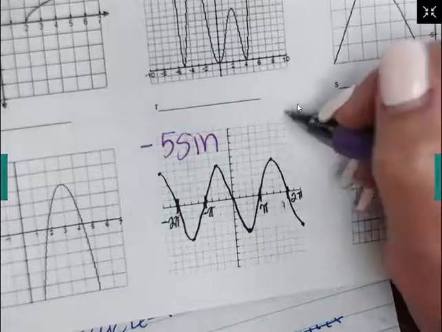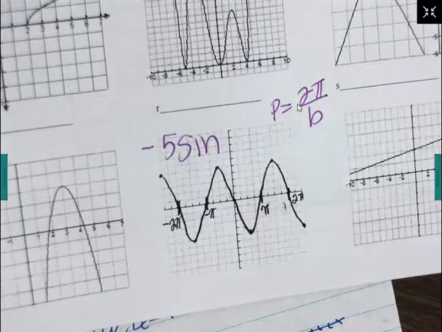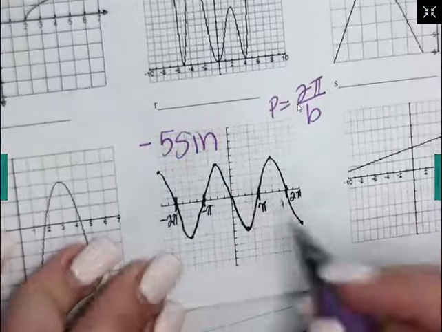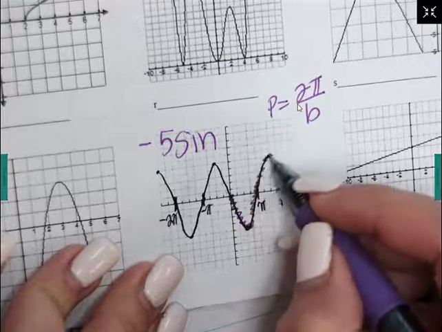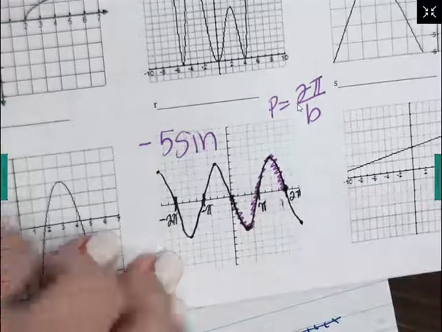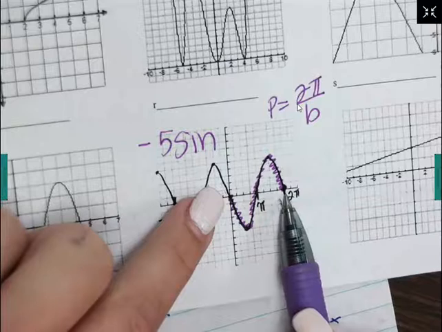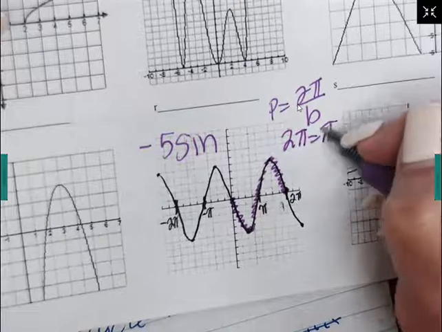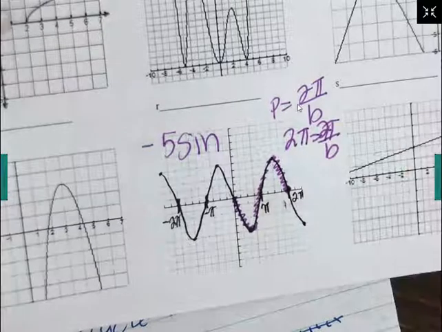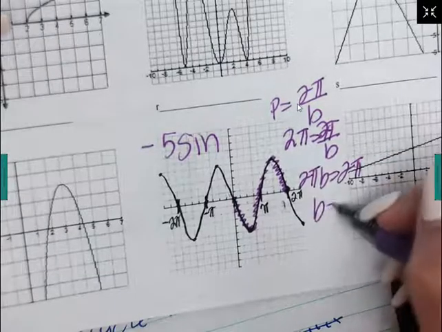Now, remember our period is equal to 2 pi over b. What is our period here? 2 pi. Okay, we start here, right? And we go down, and we go up, and we come back to where we started. That is 1 full cycle. Do you see that? So is it 2 pi? Do you see that that's 1 full cycle? And the length is 2 pi. So your period is 2 pi, which is equal to 2 pi over b. If we cross multiply and solve, we'll get 2 pi b equals 2 pi. Divide by 2 pi and you get b equals 1.